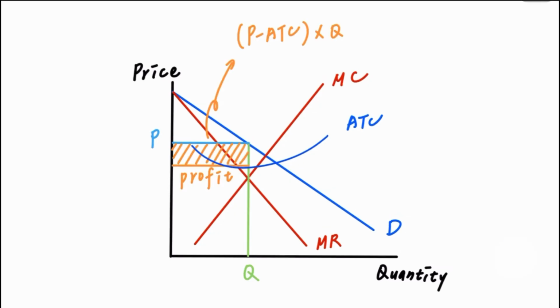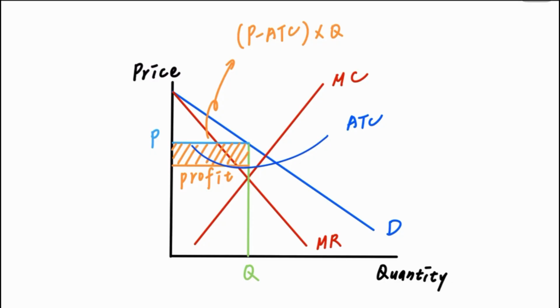According to the graph, the monopoly price is P and the monopoly quantity is Q. The profit is the area of the orange rectangle, calculated as P minus ATC multiply quantity.